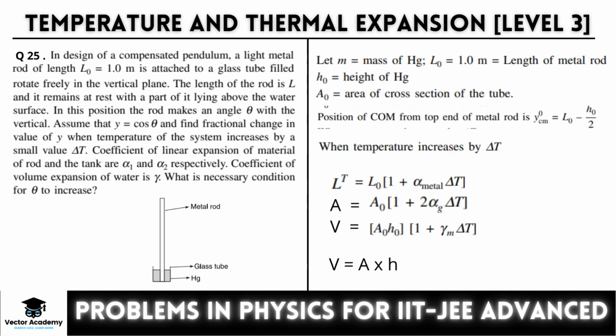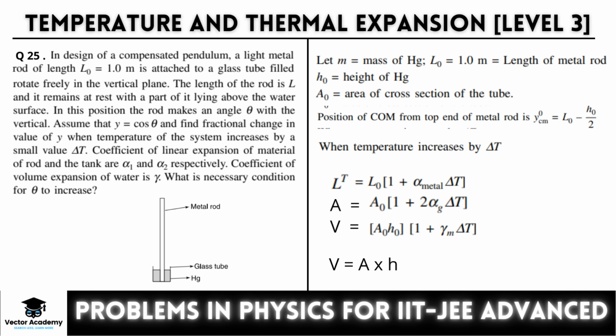Let mass of Hg equals m. Length of metal rod, L0 equals 1.0 meters. Area of cross-section of the tube be A0. Position of center of mass from top end of metal rod, YCM0 equals L0 minus H0 by 2.